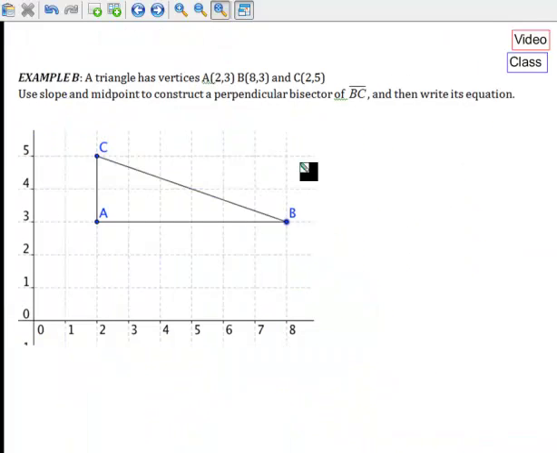Okay, for class, we would like you to use the slope and the midpoints to construct a perpendicular bisector of BC. And you're given the 3 vertices of A, B, and C here for this triangle.